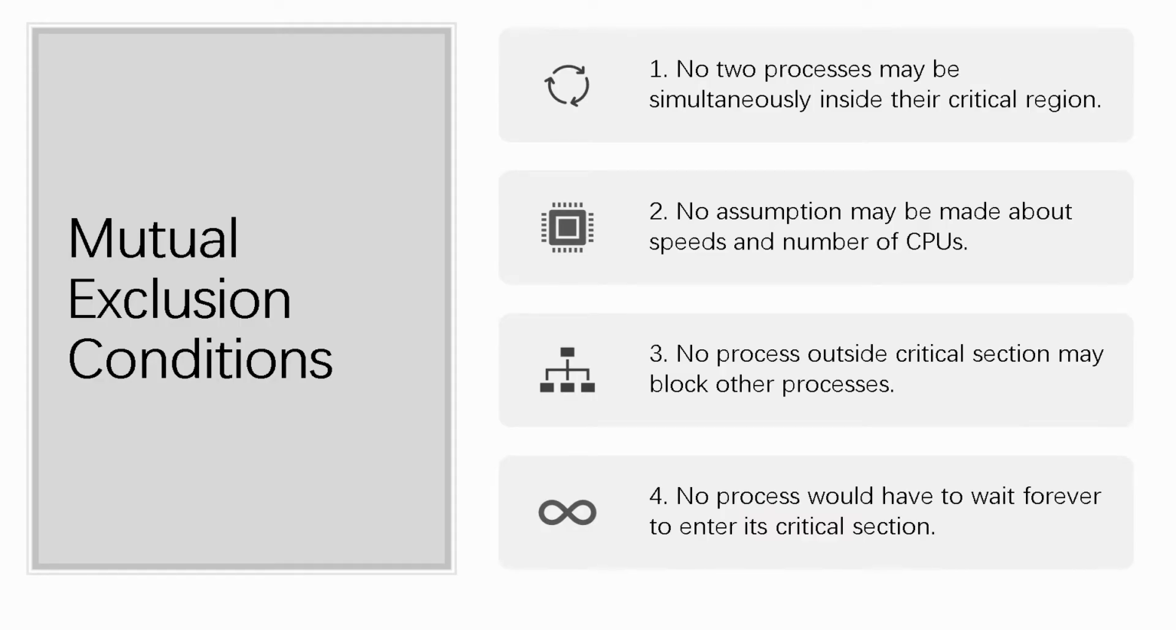There are 4 conditions for mutual exclusion that our design should satisfy. First condition is no 2 processes may be simultaneously inside their critical section. Second condition, no assumption may be made about speeds and number of CPUs, or we can say no assumptions are made about relative process speeds or number of processes. Third condition, no process outside its critical section may block other processes. Fourth condition, no process would have to wait forever to enter its critical section.